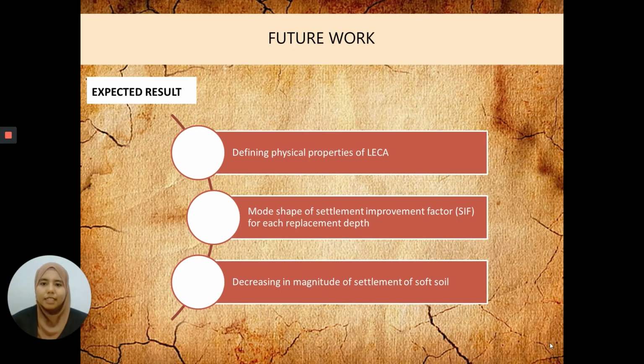My first expected result is the physical properties of leka. Secondly, the mode shape of the settlement improvement factor or settlement graph. Thirdly, a decrease in the magnitude of settlement of soft soil.